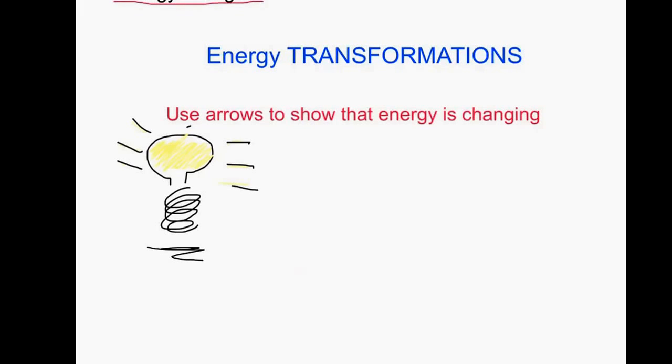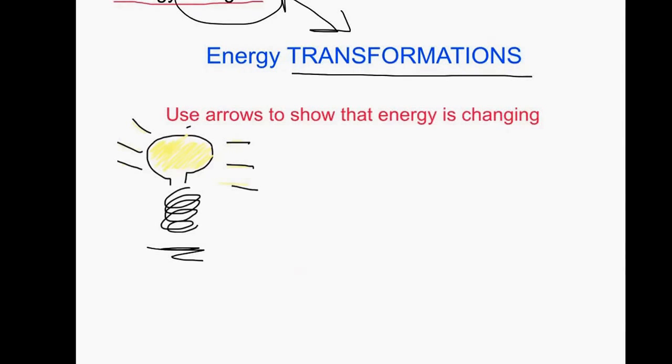Now, in science, instead of using the word change, we like to be a bit more fancy and a bit more complex. We use the word transform. Transform is exactly the same as change. So instead of saying energy is changing or energy changes, we say energy transformations. That energy is transforming from one type to another. Just like those robots, transformers, it's changing from one thing to another.